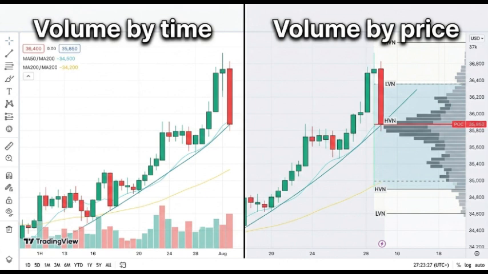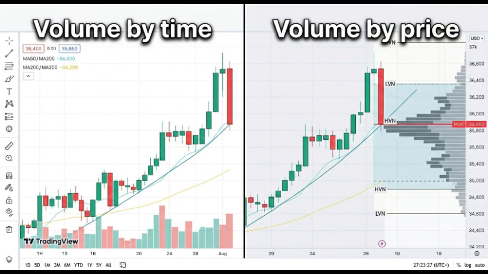Normal volume tells you how much traded during a certain amount of time. Volume profile tells you where that trading happened on the price chart. That may sound like a small difference, but in trading, it is huge. Because candles tell you what happened over time, but volume profile tells you where the market found agreement. And when you know where the market agreed on price, you can begin to identify strong support, strong resistance, acceptance zones, rejection zones, and breakout areas.